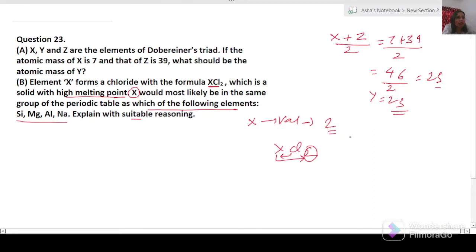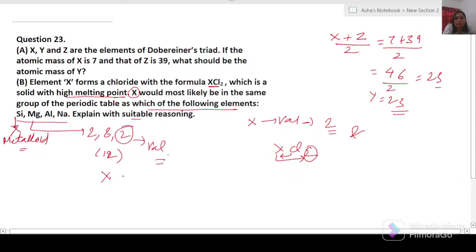Second hint you have got is that it can be a metal or a non-metal. Why? Because it is forming an ionic compound, and ionic compounds always have a high melting point. If you see, silicon is a metalloid, so it is out of question that X will resemble it. So silicon cannot be the answer. Mg is 2, 8, 2, its atomic number is 12, right? So its valency is 2. So X can resemble Mg.